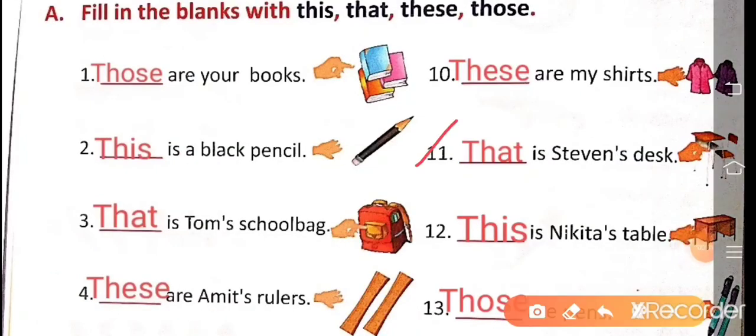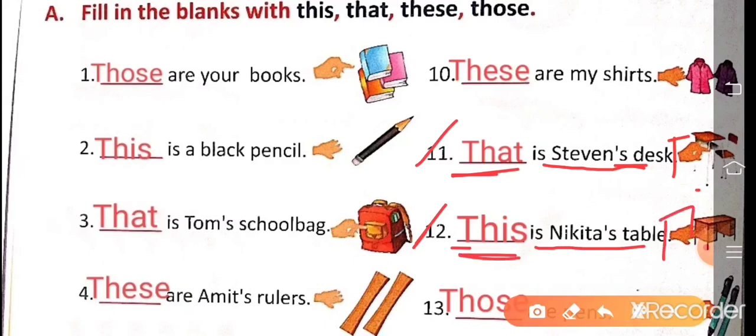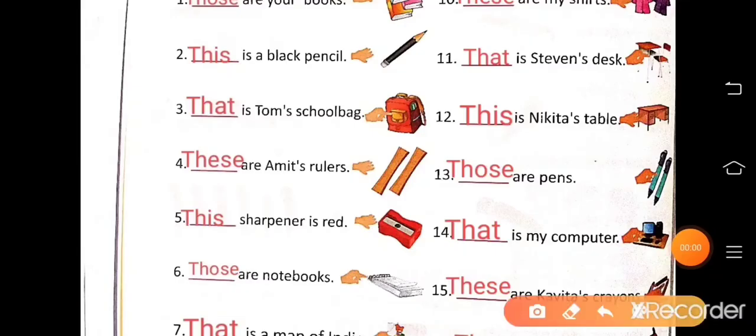Number 11, dash is Steven's desk. So this hand indicates for far. So for far we use that. That is Steven's desk. 12, dash is Nikita's table. So this hand indicates for near. So for near we use this. This is Nikita's table.